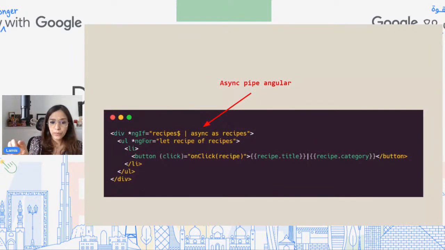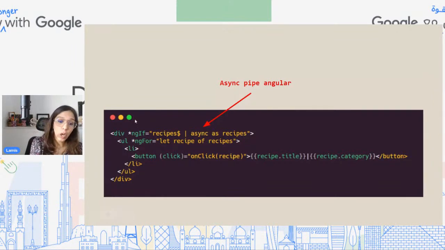This is the async pipe in Angular. If you're not familiar with the async pipe, it is like a reactive pipe in Angular. First of all, it manages the subscription for you. So here it will subscribe automatically to recipes$. And best of all, it manages the unsubscription for you.